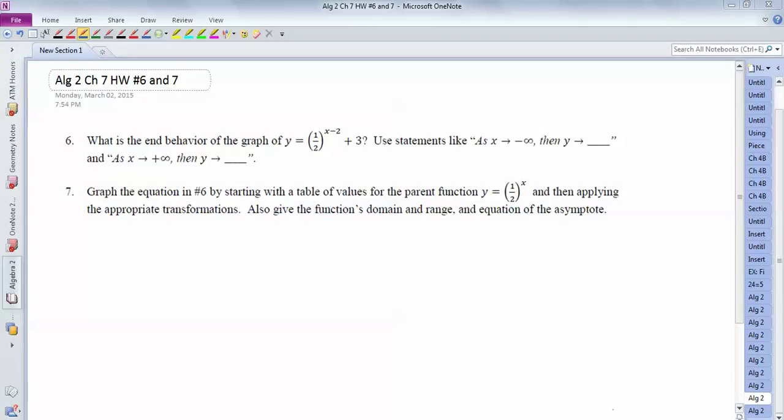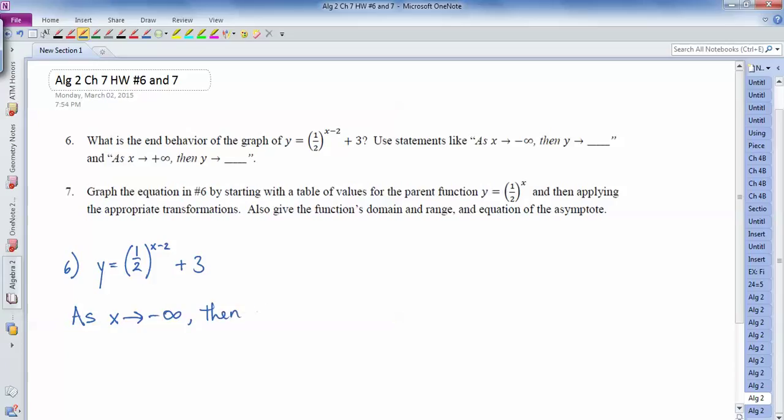Okay, so for number 6, we're trying to figure out end behavior. So let me write that function down here one more time. So 6, we've got y equals 1/2 to the x minus 2, all plus 3. And one of the things we want to figure out is what happens as x goes to negative infinity, then y goes to something.